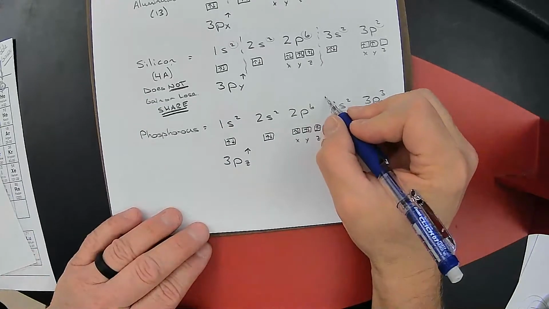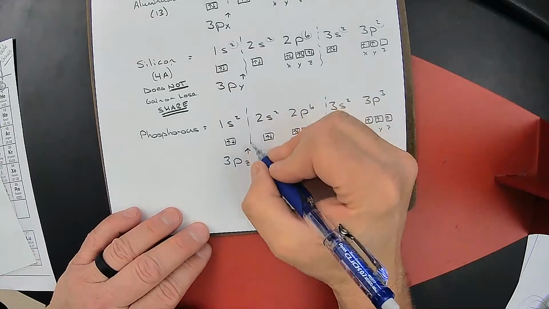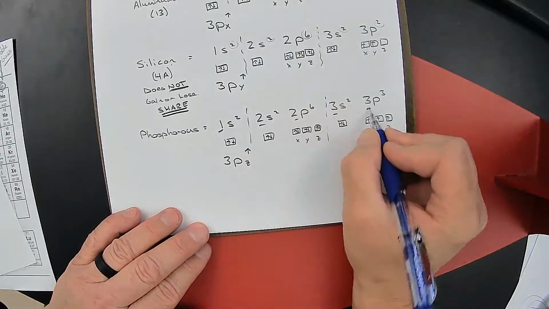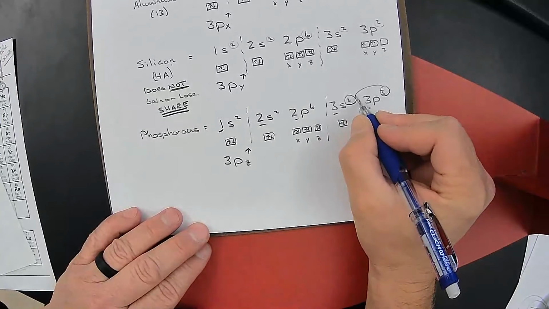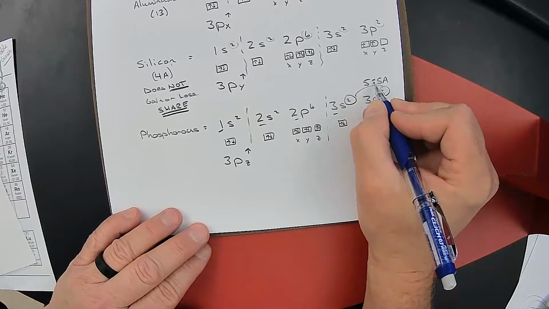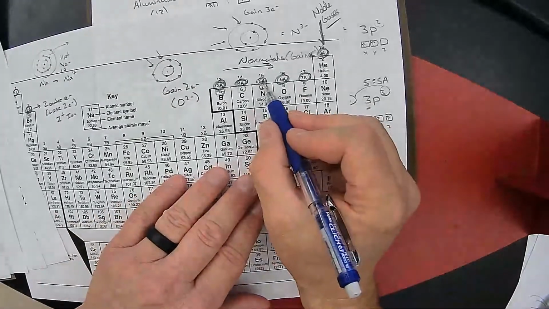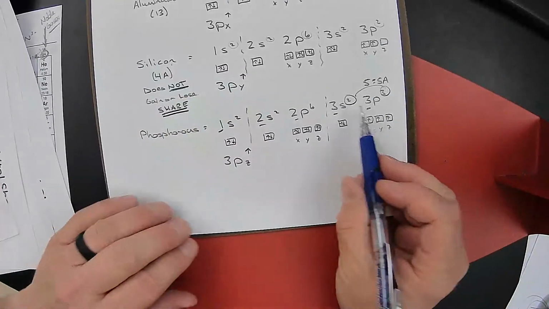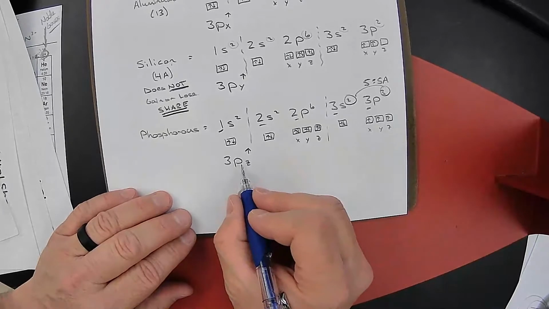Phosphorus, on the outside of phosphorus, principal quantum 1, principal quantum 2, principal quantum 3, there are 5 electrons because it's in column 5A. That's why they put phosphorus here in column 5A.